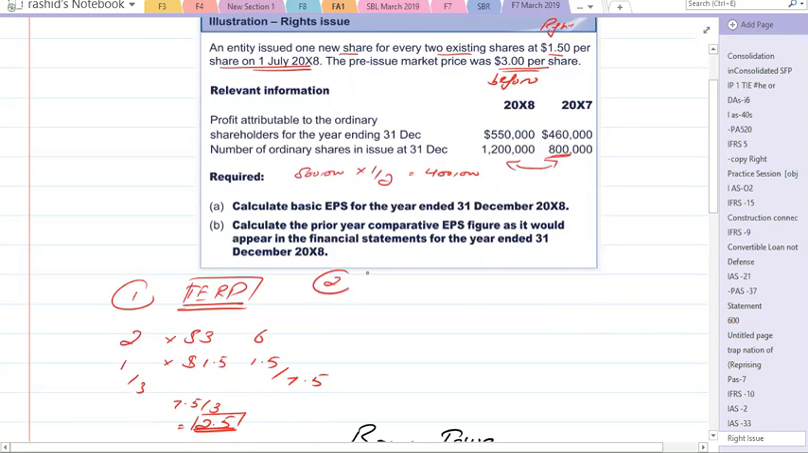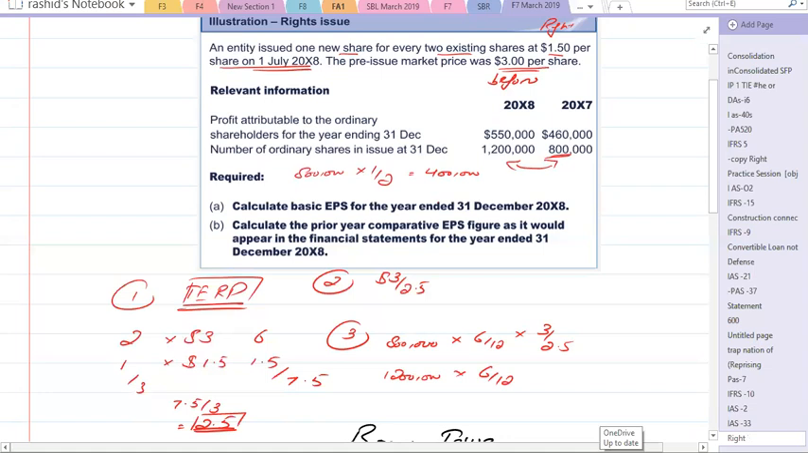Now the second step is the fraction: share price before the right issue divided by share price after the right issue. And the third step is calculating the weighted average number of shares. Now, 8 lakh shares were there for the first 6 months because the entity issued the shares on 1st July. Multiply by 6 by 12 and multiply by the right issue fraction, which is 3 divided by 2.5. And in the other 6 months, there were 12 lakh shares, so 12 lakh into 6 by 12. There's no need to multiply with the fraction again.